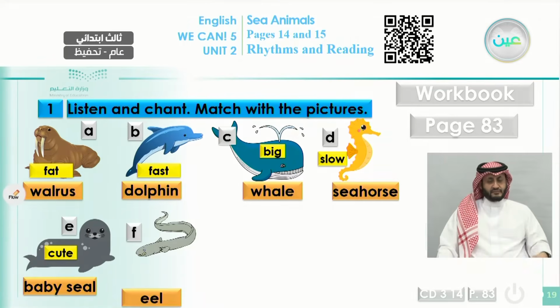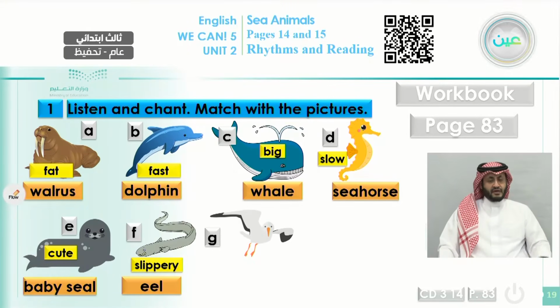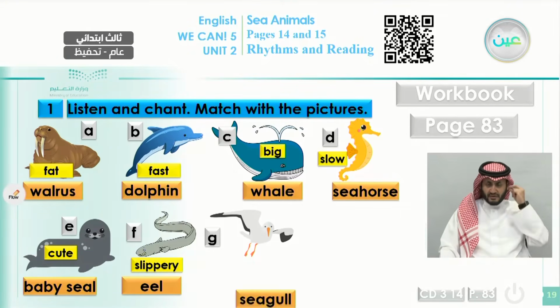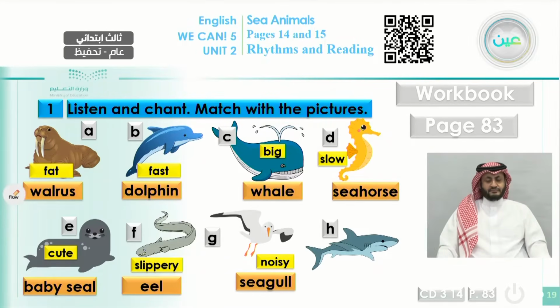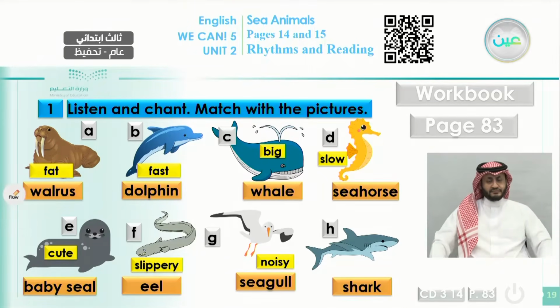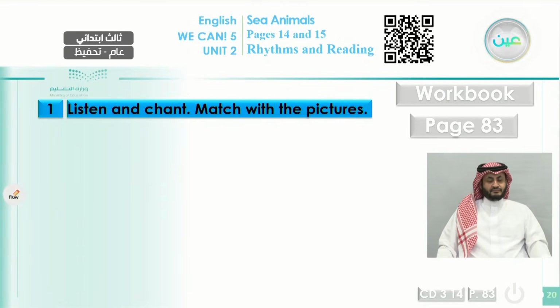And here, what is this animal? It is an eel. And what do you know about it? It is slippery. Slippery, that means going not in a direct way. Okay? And this one, what is it? This bird, what's its name? It is seagull. And what do you know about it? It is very noisy. Okay? And here, this animal, it is called shark. How can you describe the sharks? You can say they are scary. Sharks are scary. Okay, now listen, chant, and match with the picture.